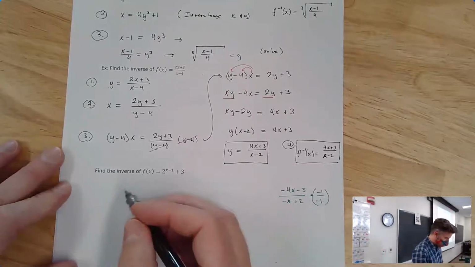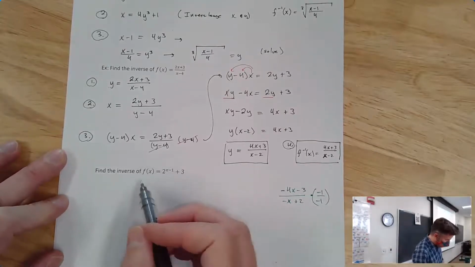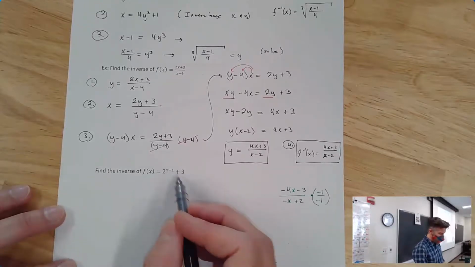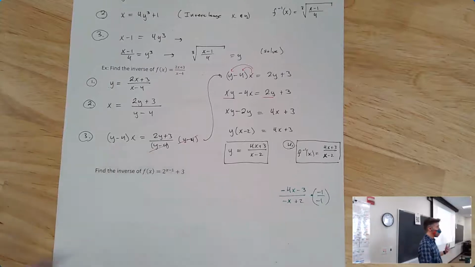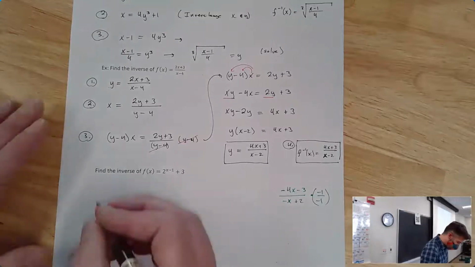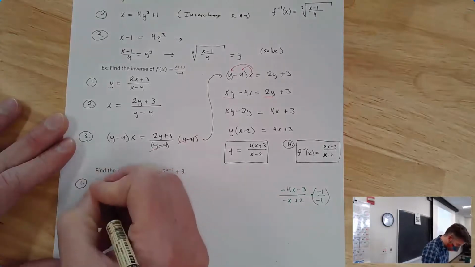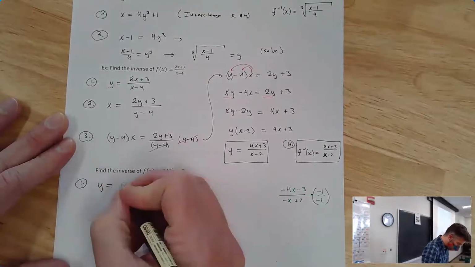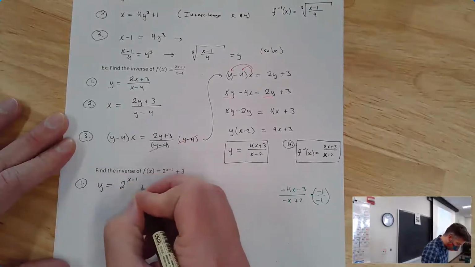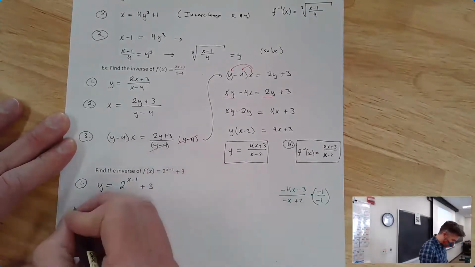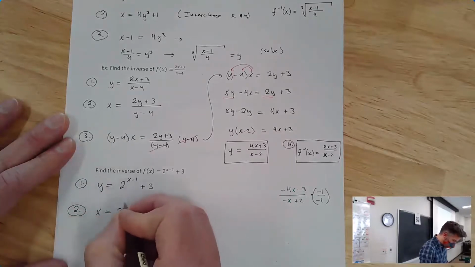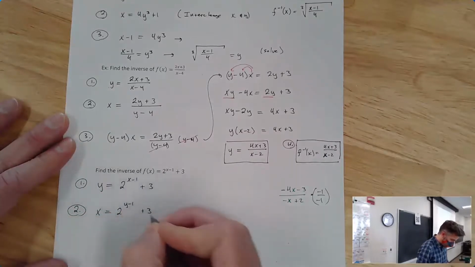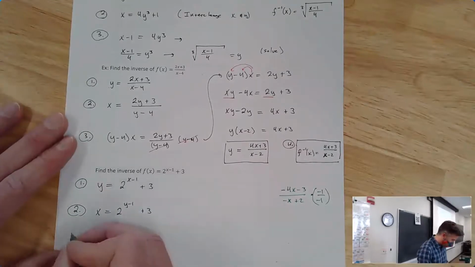All right, let's do this last one. I want to find the inverse of f of x equal to 2 to the x minus 1 plus 3, which is an exponential function, and we expect its inverse to be a logarithmic function. Still the same steps. So I've got y equal to 2 to the x minus 1 plus 3. I'm going to interchange x and y. So x equal to 2 to the y minus 1 plus 3. And then we're going to try and solve for y.